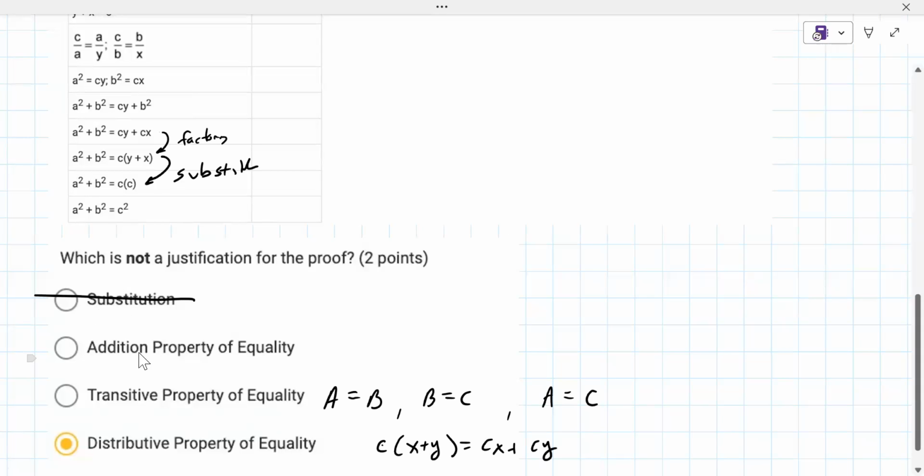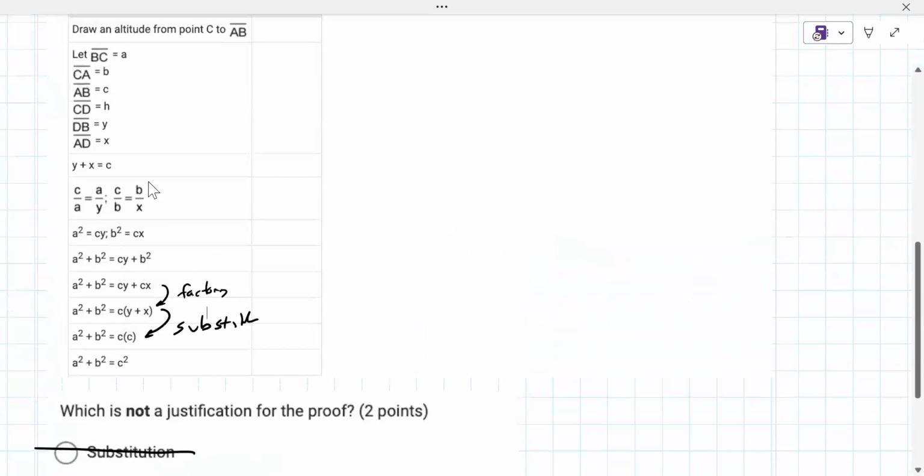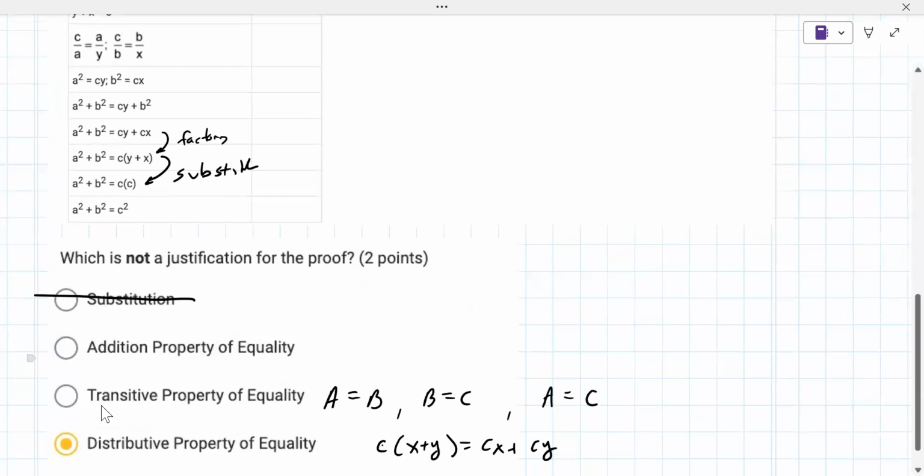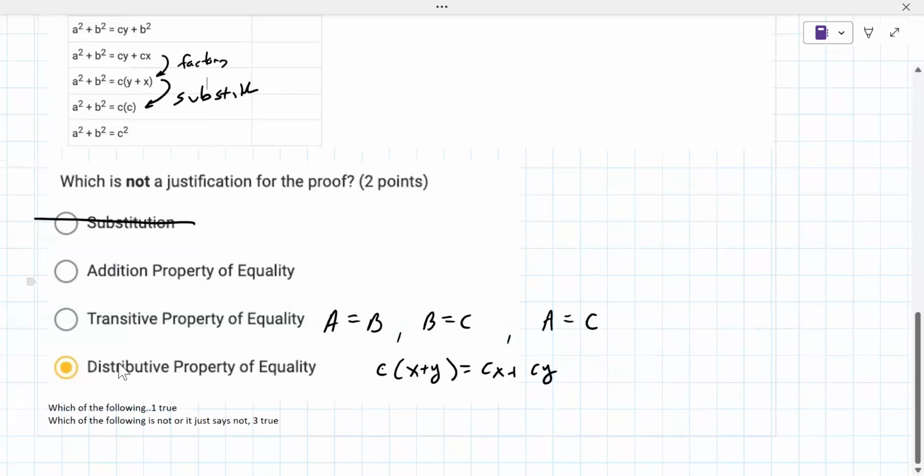I'm looking for an addition property of equality. I'm looking for some sort of two things adding up together. I'm also not really seeing the transitive either. A squared. Okay, if that leads to that, that leads to that. So I guess I would probably rule out distributive property because of what's going on here, because it's either transitive or addition.